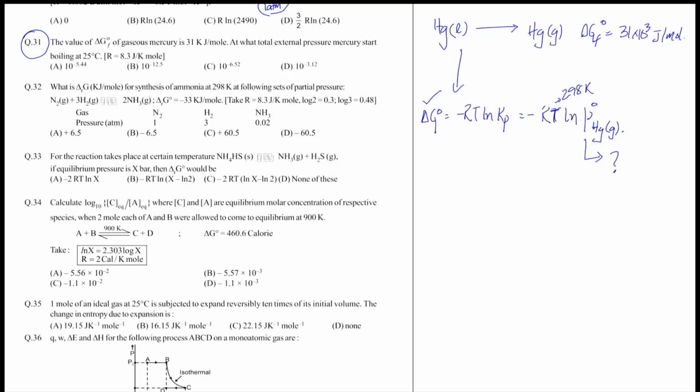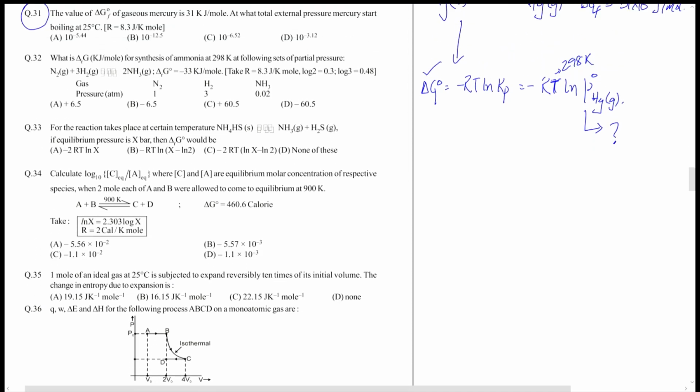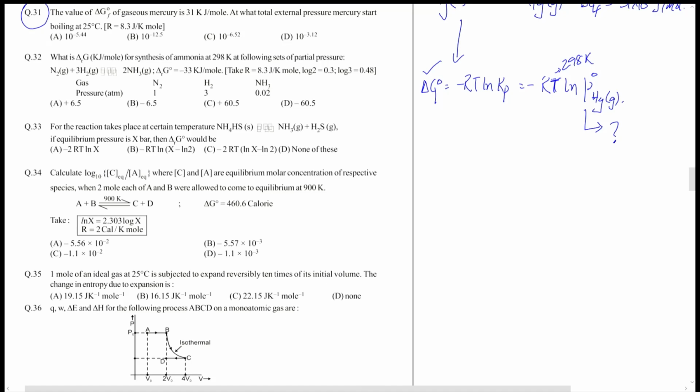I think everything is known in this question, right? Temperature is known, R is known, delta G naught is known. R value is 8.314 in this case because delta G is given in joules. Right, so the next question is question number 32.